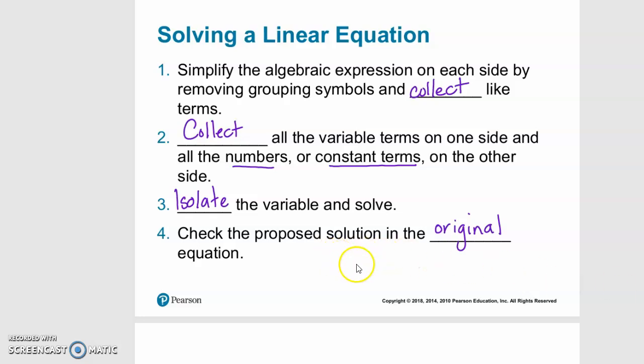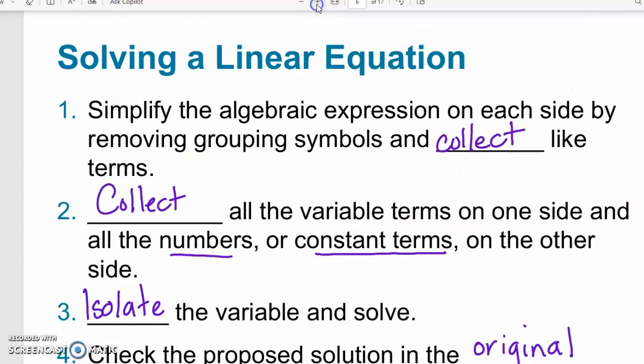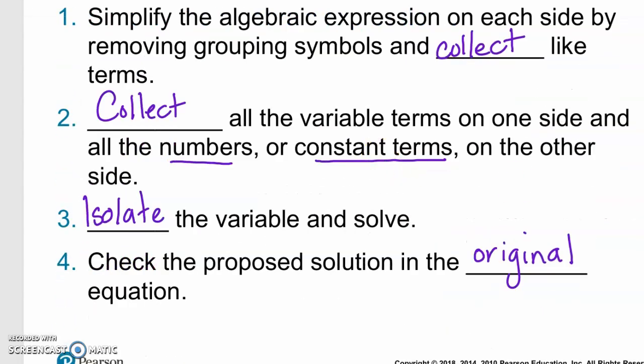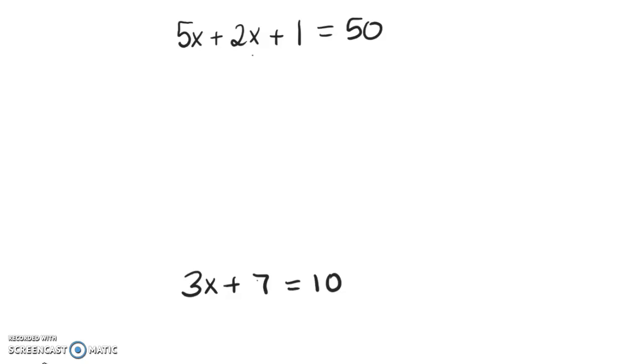So when we left off in 2.1, we were talking about solving a linear equation. And so now we're going to look at some examples where we're doing this. So let me grab my whiteboard and we'll do it on that. So here are two problems we're going to start with. And we're following those 4 steps that I had on the board earlier.